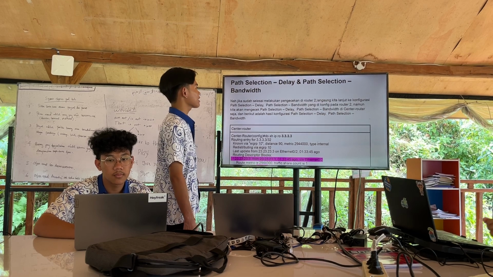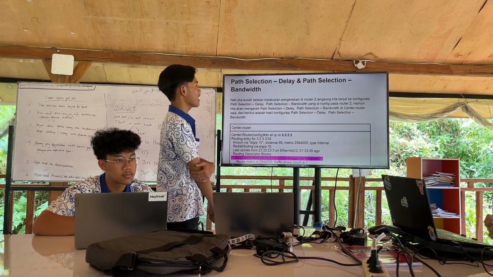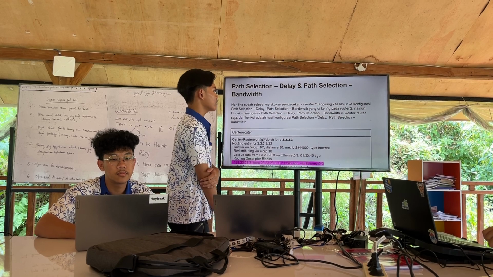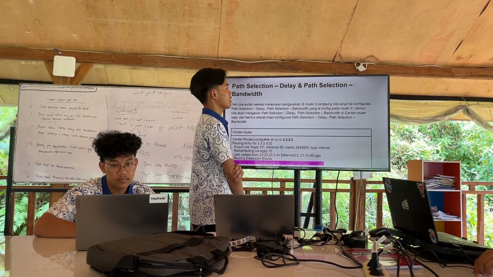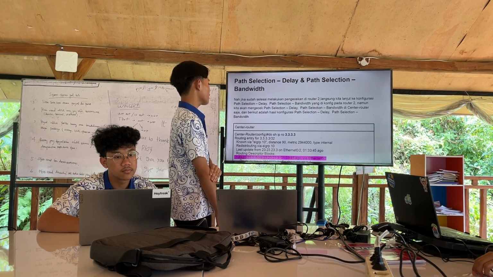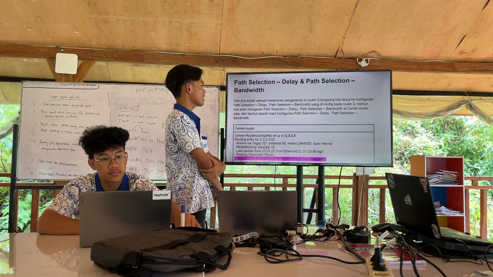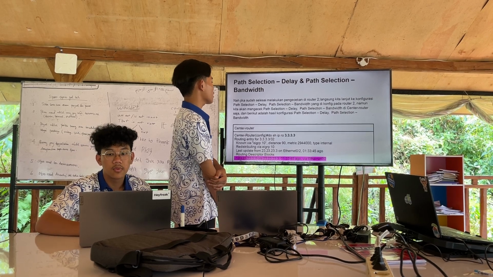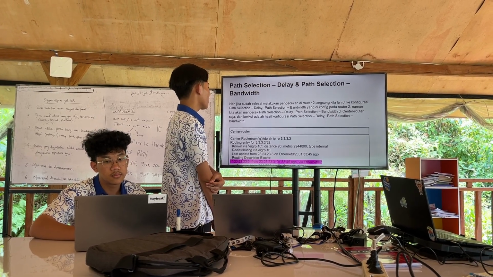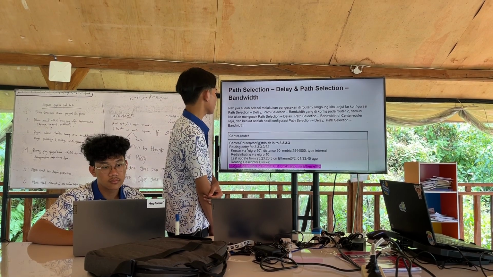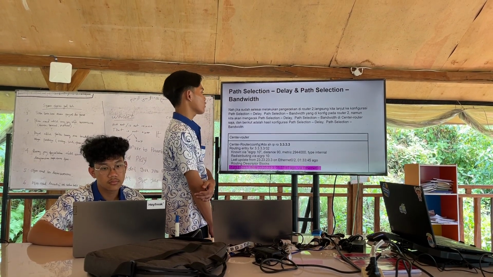Okay, next is about path selection delay and path selection bandwidth. If we check at the center router, we get to the next configuration. It was path selection delay and path selection bandwidth that we configured at the center router. We want to check the path selection delay at the center router, and this is the result for the configuration.